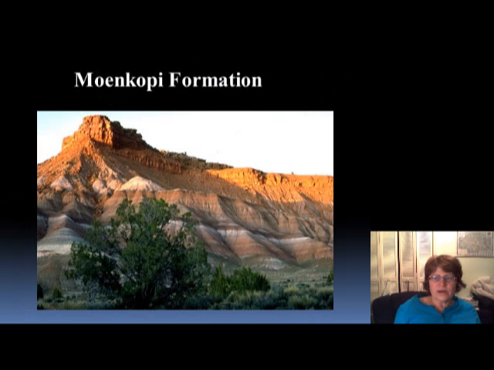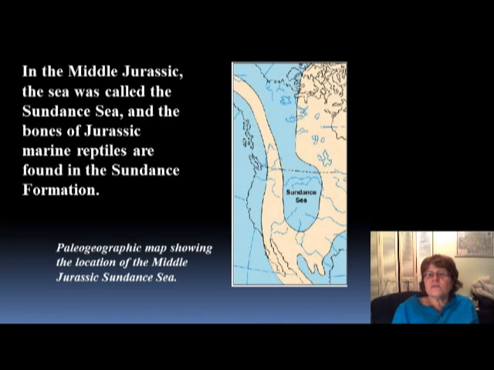This here shows you the Moenkopi Formation. And right here, in the middle Jurassic, there was a sea which came onto the land, and it's called the Sundance Sea. It's right here. In this sea there are a lot of bones from Jurassic marine reptiles, and that's very characteristic of this formation.